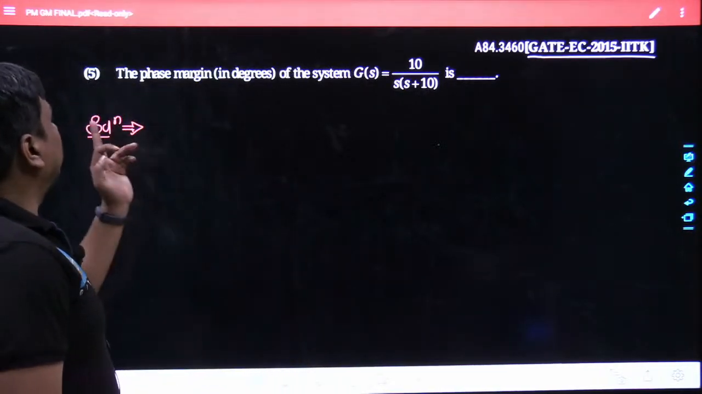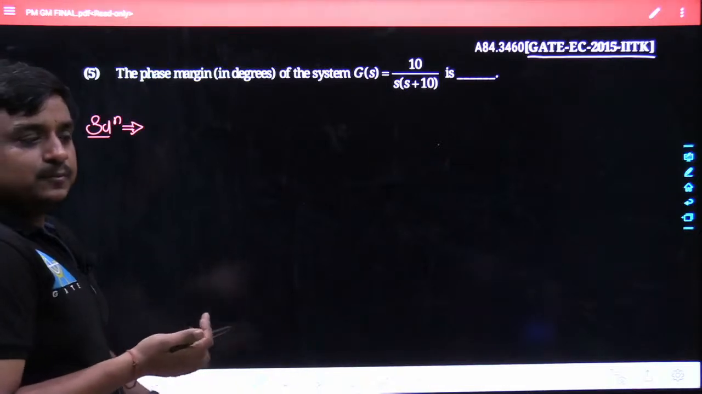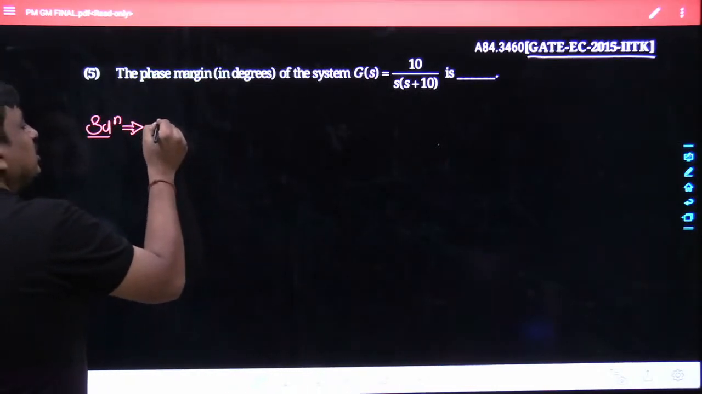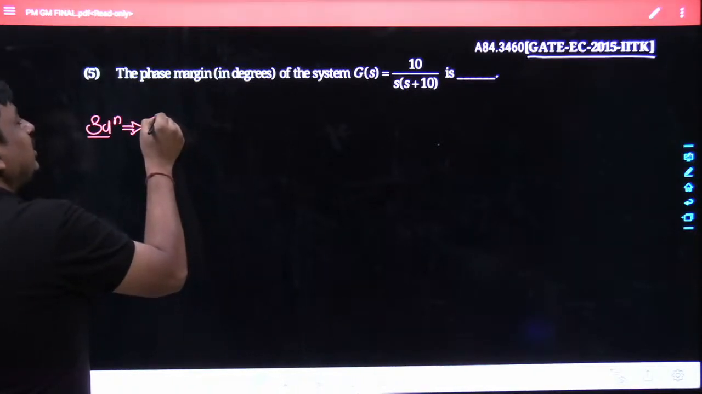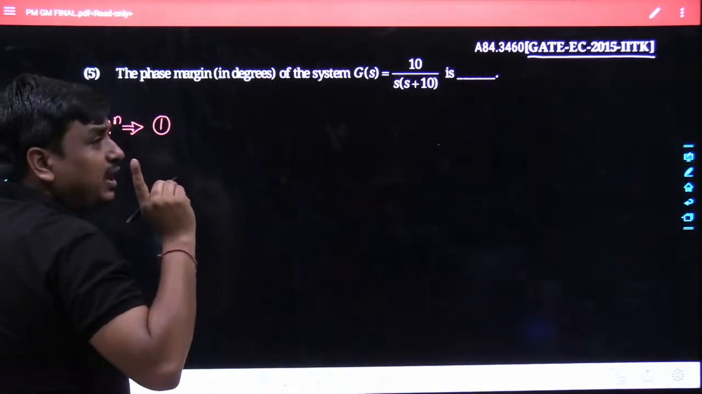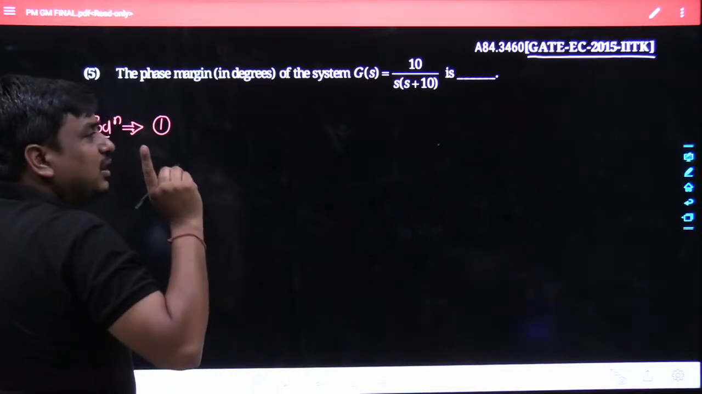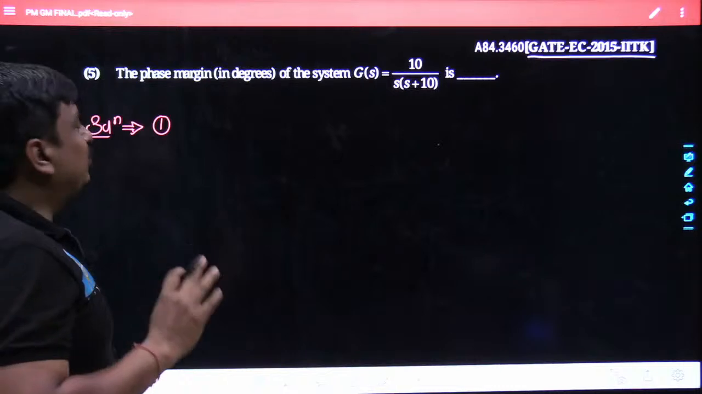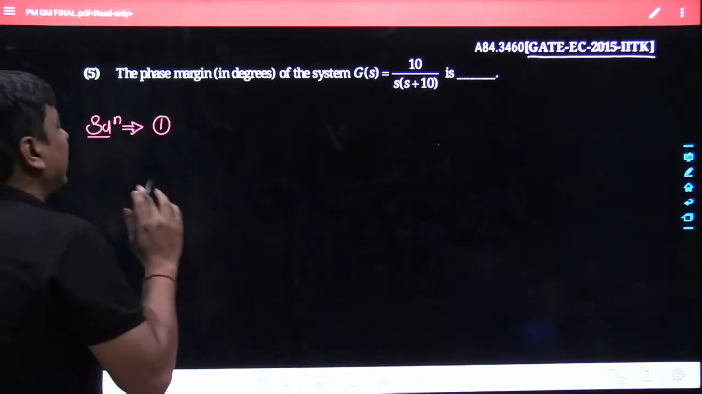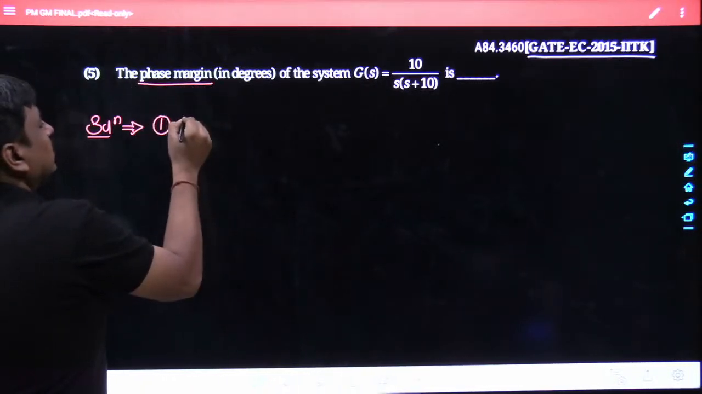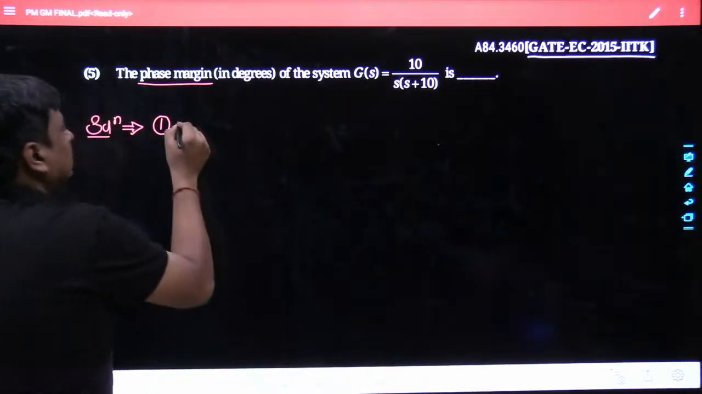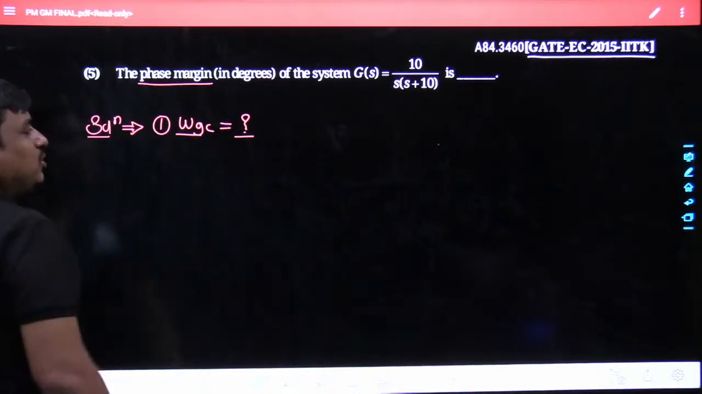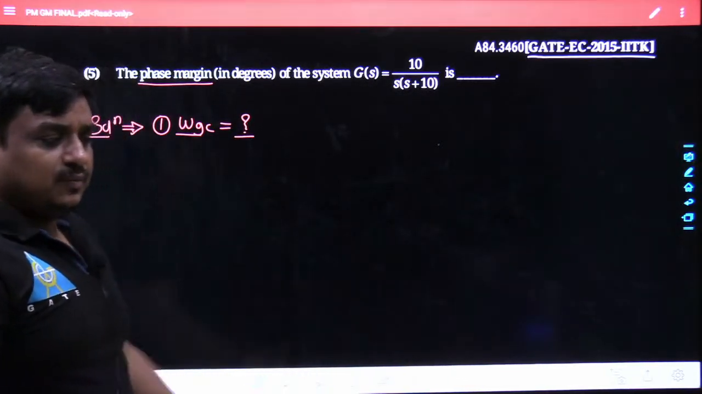Tell me, what would be the phase margin? May I know what would be your steps of calculation? See, there is no other way. First, you have to get the gain crossover frequency, and taking the reference of ωgc, I would calculate the phase margin. At the very beginning, I have to calculate the gain crossover frequency, ωgc. May I know how we will calculate ωgc?